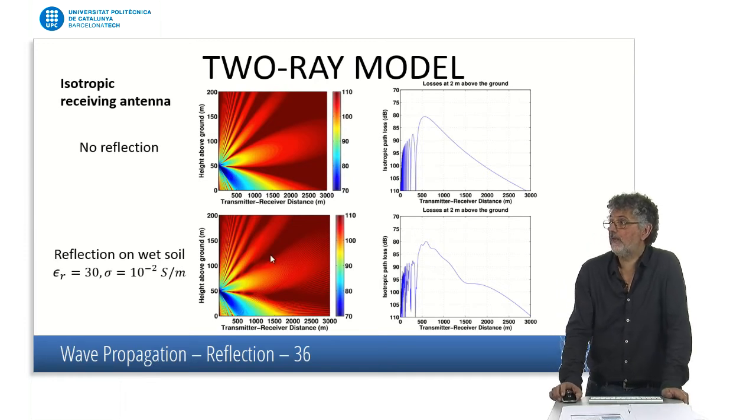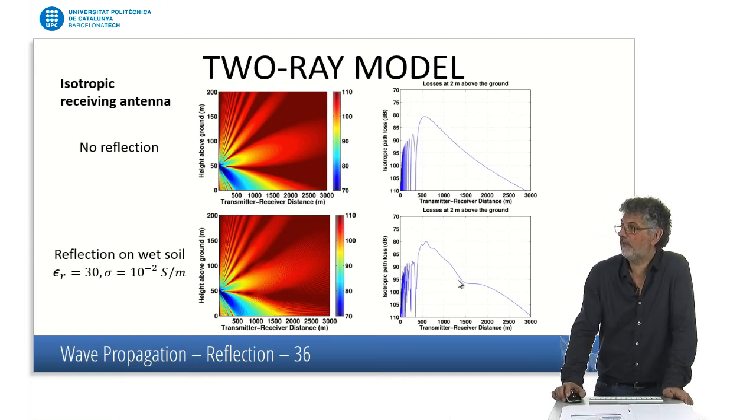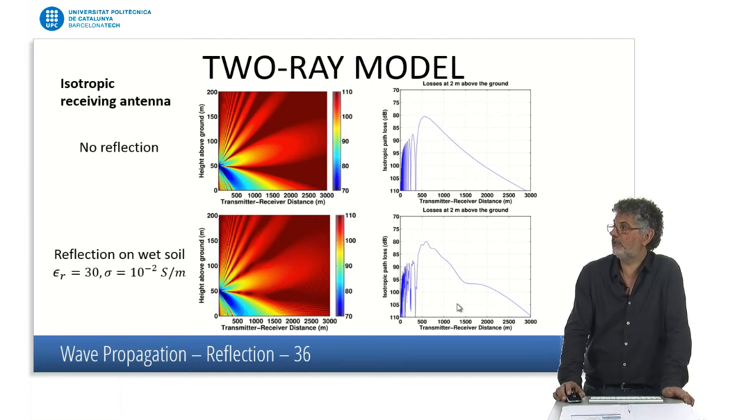Now, if I consider what happens when I have reflection on a wet soil, I obtain something like this. This is the same plot of the losses that I would have if I move 2 meters above the ground. And notice that, of course, I have a certain distortion, but I don't see now those nulls that I was seeing before when I was using isotropic antennas.